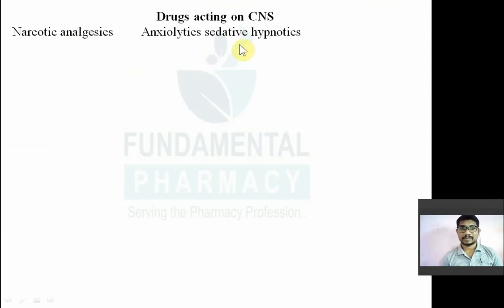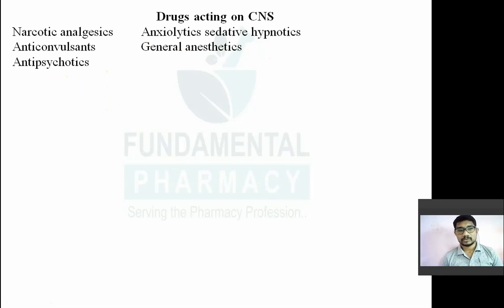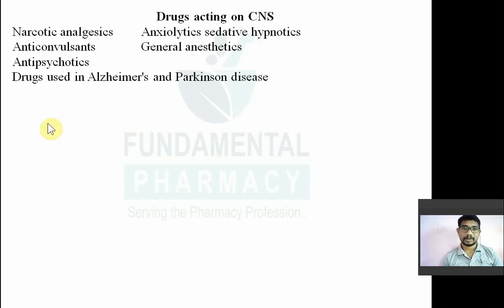Then anxiolytics are there, sedative hypnotics, anticonvulsants, general anesthetics, antipsychotic drugs. These drugs come under the heading of drugs acting on the CNS. There is a separate section in pharmacology as well as medicinal chemistry for these chapters: drugs used in Alzheimer's, drugs used in Parkinsonism, antipsychotics, general anesthetics, anticonvulsants, narcotic analgesics, sedative hypnotics, anxiolytics, and again local anesthetics. So these are the drugs acting on the CNS. Out of that we are going to see general anesthetics, CNS stimulants, local anesthetics.